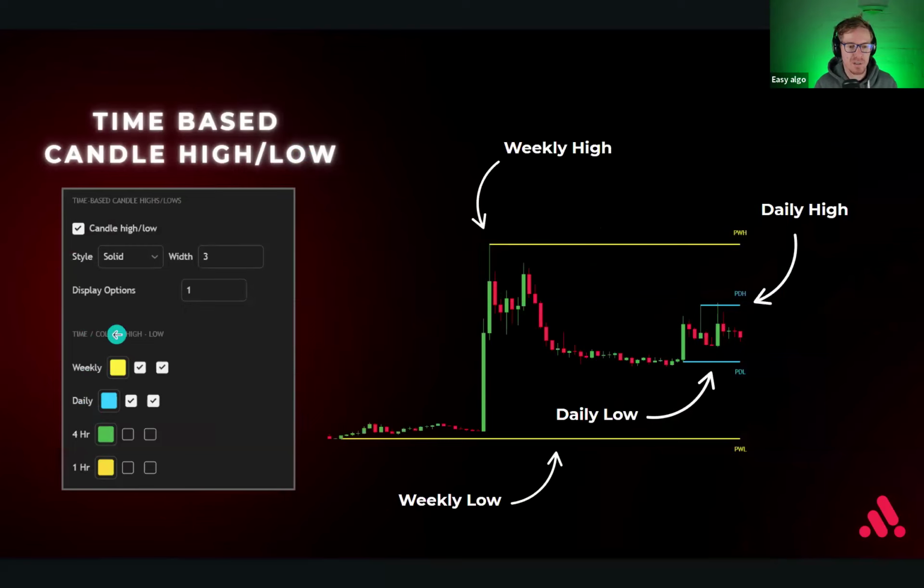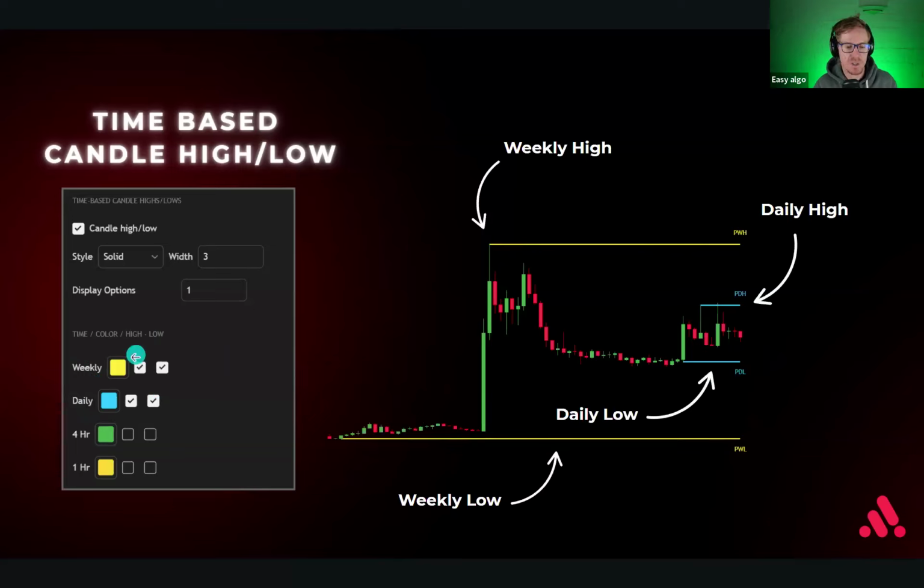So what this will do is it'll actually measure those higher time frame candles, and it will project a line from the top to the bottom and across your chart. Currently, the weekly and the daily are the only ones working, but the 4-hour and the 1-hour are coming very soon in the next few days with our new additions and enhancements, which are going to take this indicator to another amazing level. So what this does is it projects these time-based highs and lows onto the chart.